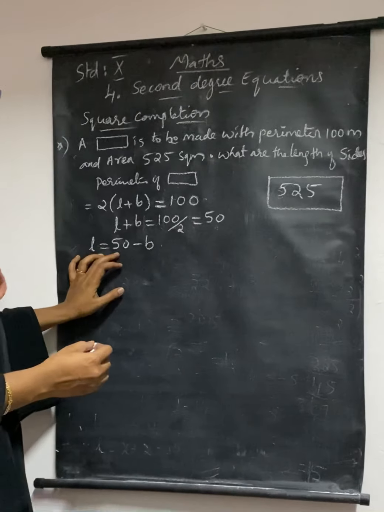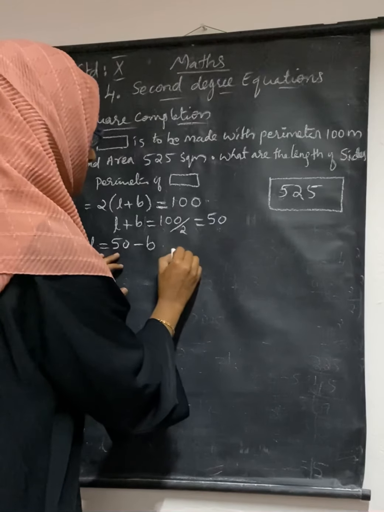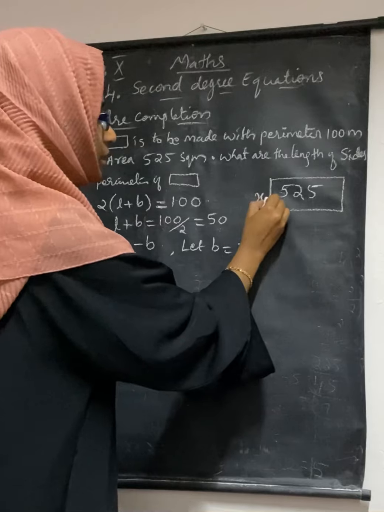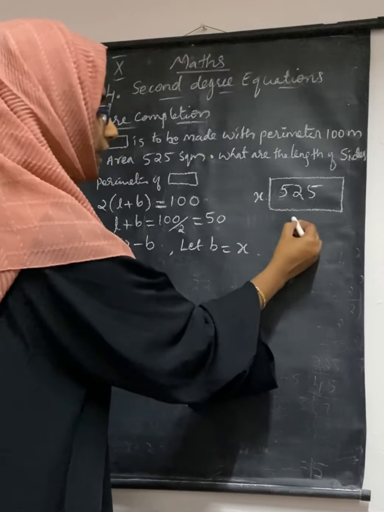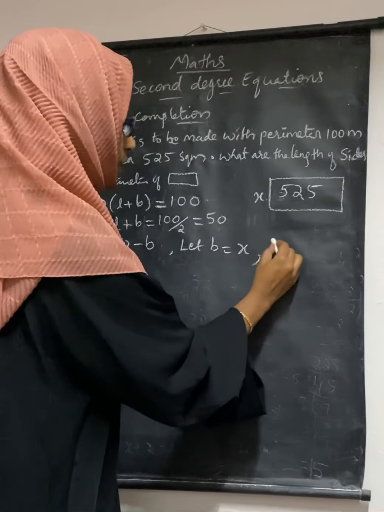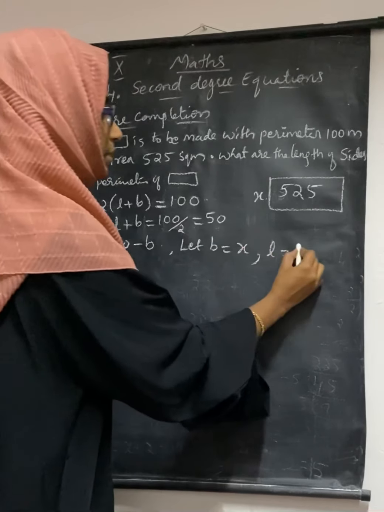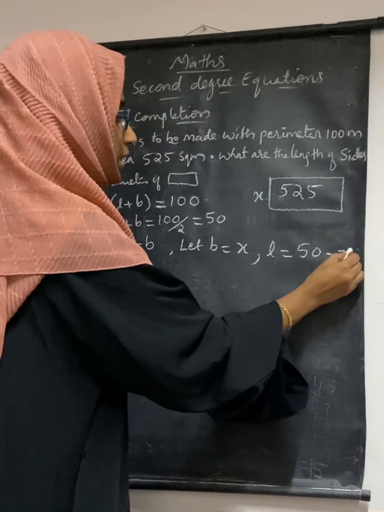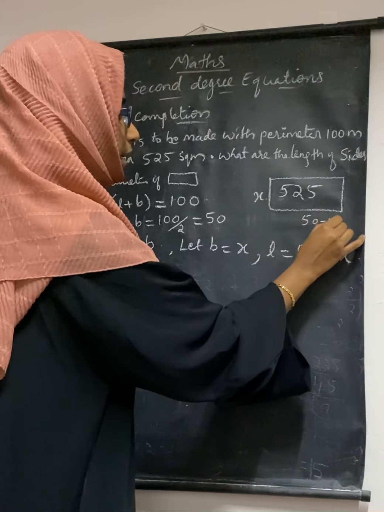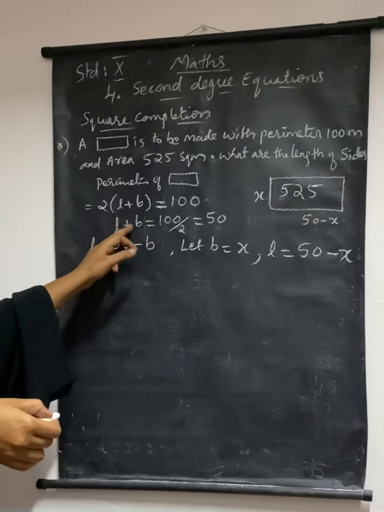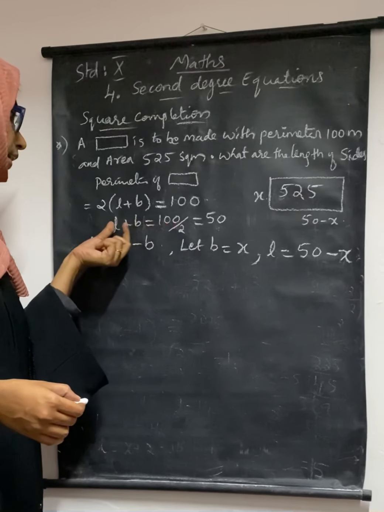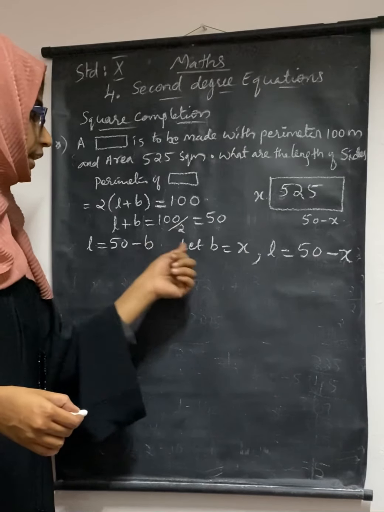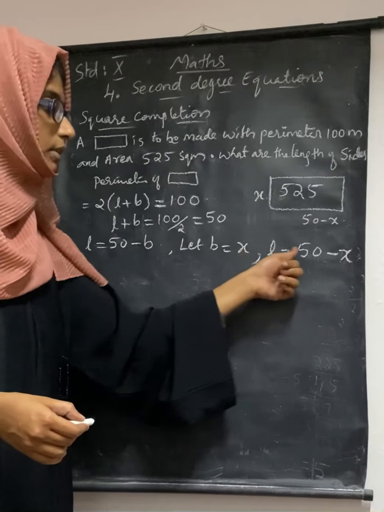Now what I can do here is let the breadth be equal to x. The smaller one I can take as x, and the length will be, what is your length? That is 50 minus b, and b is x here. So all you have to understand: the length will be 50 minus x. What we did: length plus breadth is 50, so we want to find the length from that. So 50 minus breadth. If I take b as x, the length will be 50 minus x.